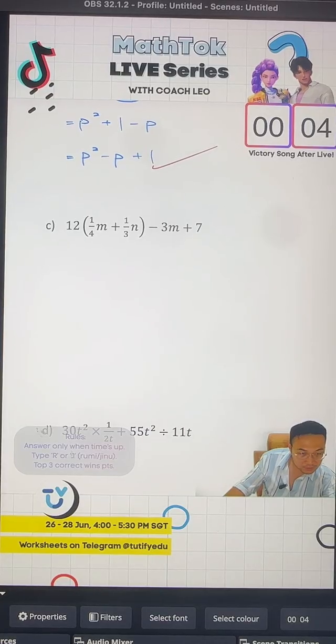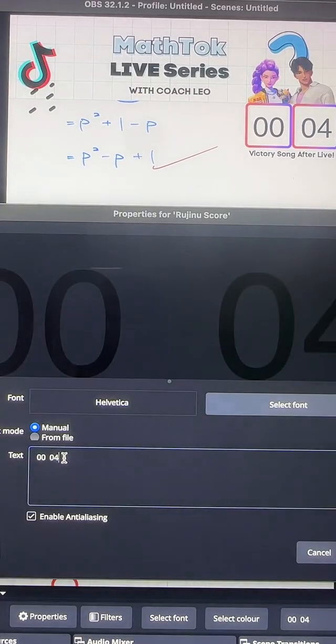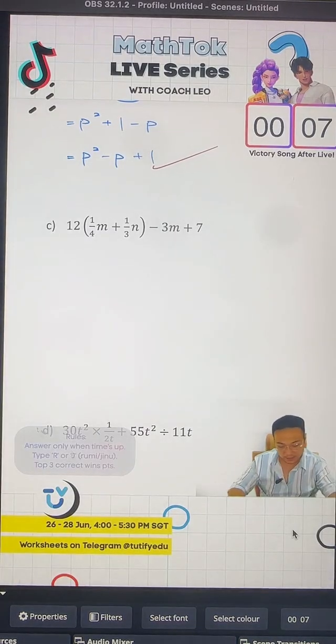Okay, very good. Joe Ang and Hui Yu, you got it. You're the top 3 who got it first. So Team Jinu has 7 points now. Well done. Let's see how to do this.